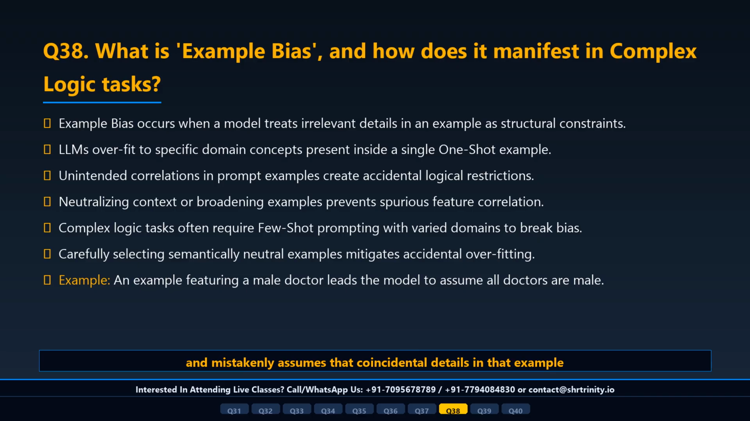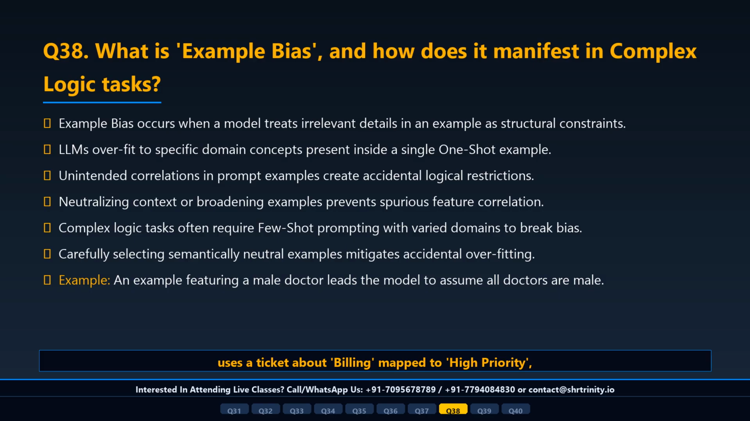Let's break down the bullet points. LLMs are hypersensitive to context correlation. If your single example for a customer support router uses a ticket about billing mapped to high priority, the model might infer that all billing issues are high priority, even if your instructions say priority depends on urgency. The model overfits to the domain of the example rather than learning the abstract logical rule.